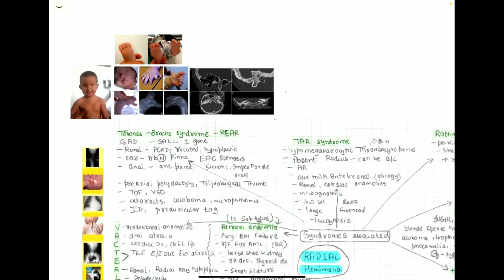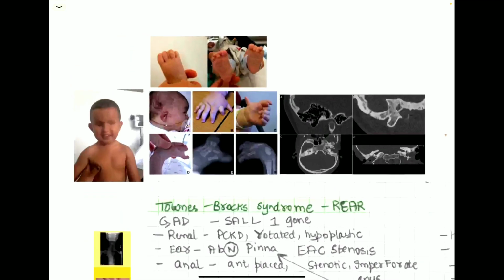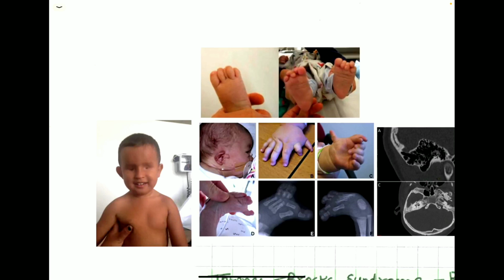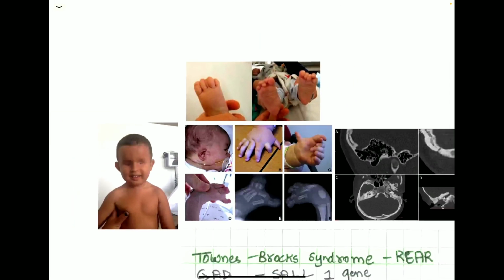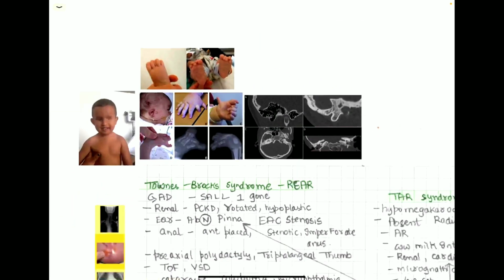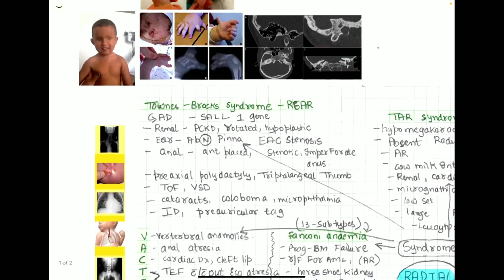The heart defects include tetralogy of Fallot and ventricular septal defect. Cataracts, coloboma, and microphthalmia are also seen. There is associated intellectual disability in these patients, and preauricular tags are a common finding in Townes-Brocks syndrome. This is an image of a child with microphthalmia. There can also be associated anophthalmia, and image A shows sentinel tags, preauricular tags. And then there is overlapping of fingers, that is also a characteristic feature that is seen in Townes-Brocks syndrome.